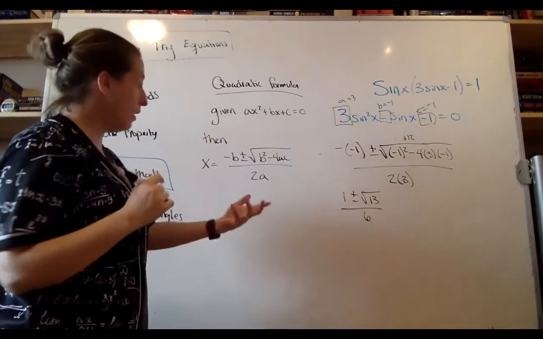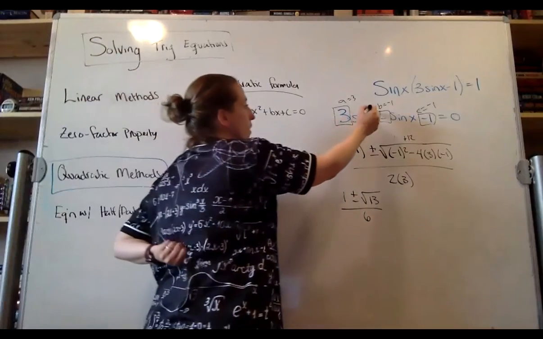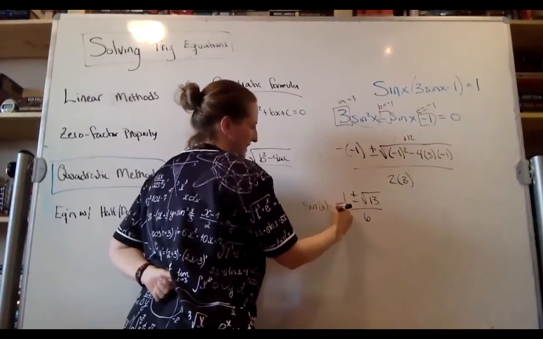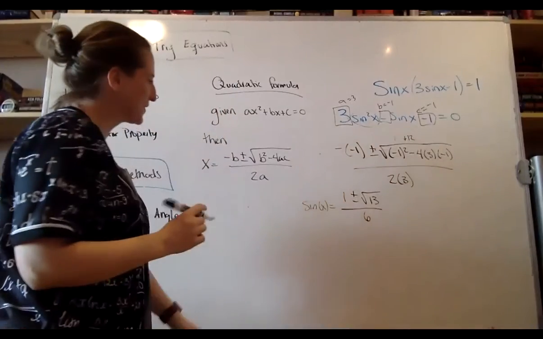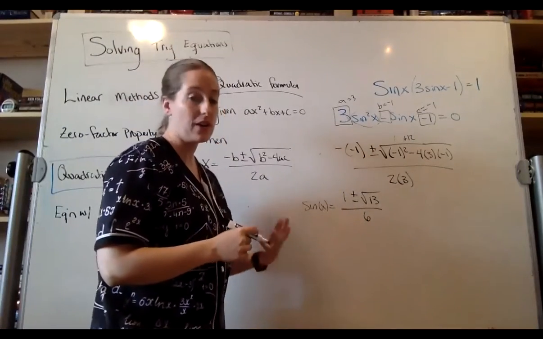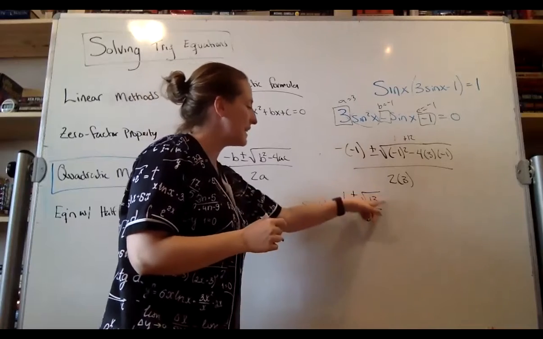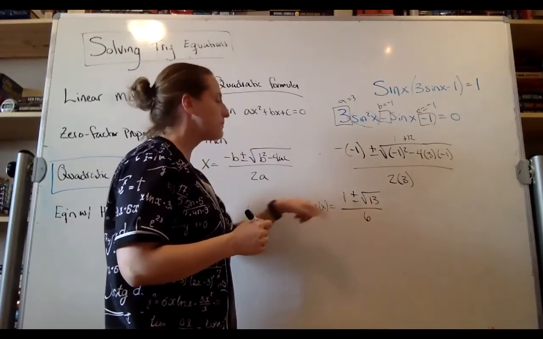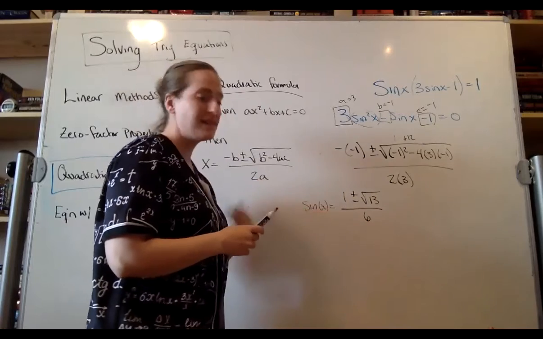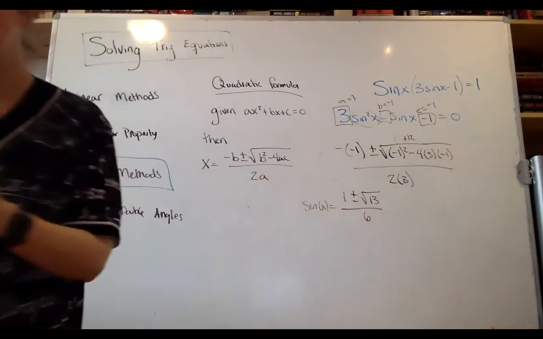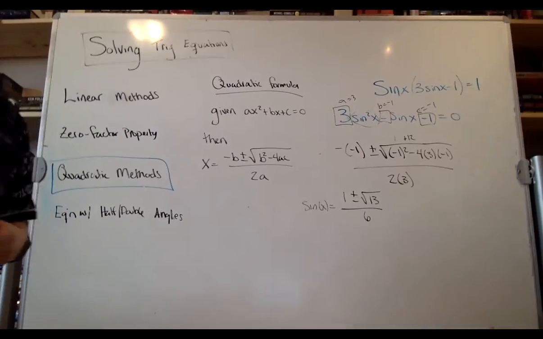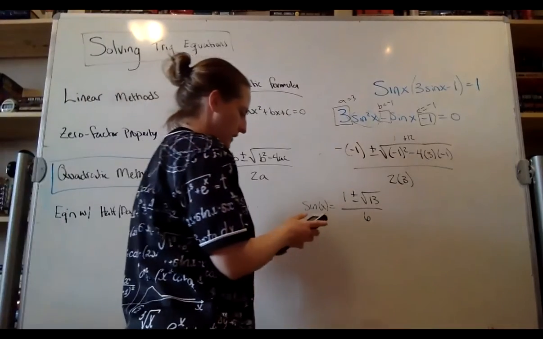Okay, so what do we know? We know that sine of x is equal to 1 plus or minus the square root of 13, all over 6. Now clearly this value is not going to appear on our unit circle, so let's go ahead and get a decimal approximation for this and then use our calculator methods to figure out what our x is equal to. Okay, so first I'm just going to grab a calculator. I don't think you need to watch me do this. And let's figure out the decimal approximation.